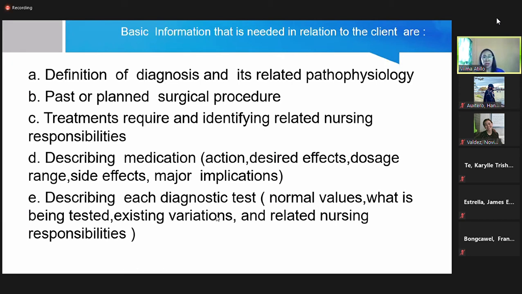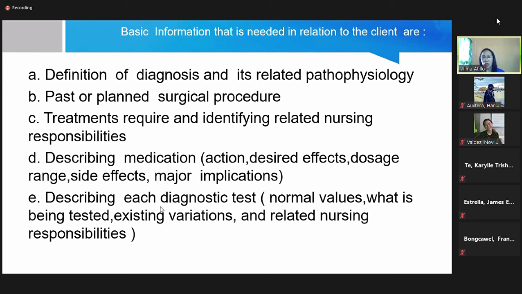Then describing each diagnostic test, normal values being tested, existing variations and related nursing responsibilities. Example, the patient had a urinalysis. So, when the urinalysis result comes out, you see, for example, bacteria, pus, traces of protein. When the patient asks you what the result is, why is it plus plus, what is that, you will know also how to answer the patient.